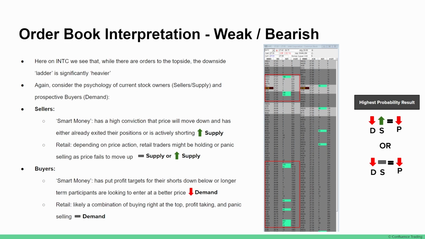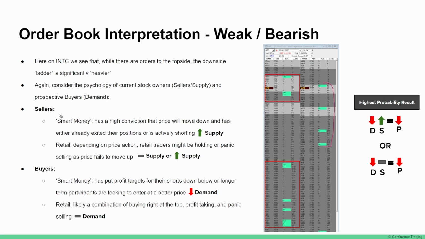Now we're going to look at an example of a weak or bearish order book. Here on INTC, Intel Corporation, we see that there are large orders still to the top side, but the downside ladder has significantly more liquidity, right? You have 20,000 shares, 10,000 shares, 30,000 shares, 40,000 shares, all stacked down below you on the bid. So once again, what we're going to do is consider the psychology of the current supply or sellers and the buyers or the demand side.